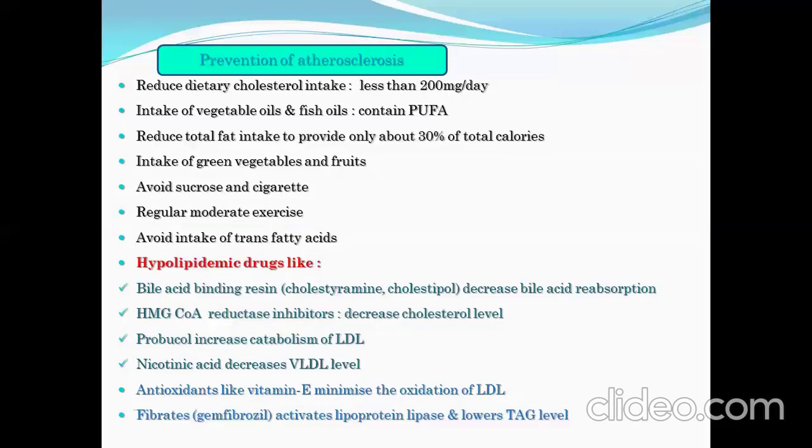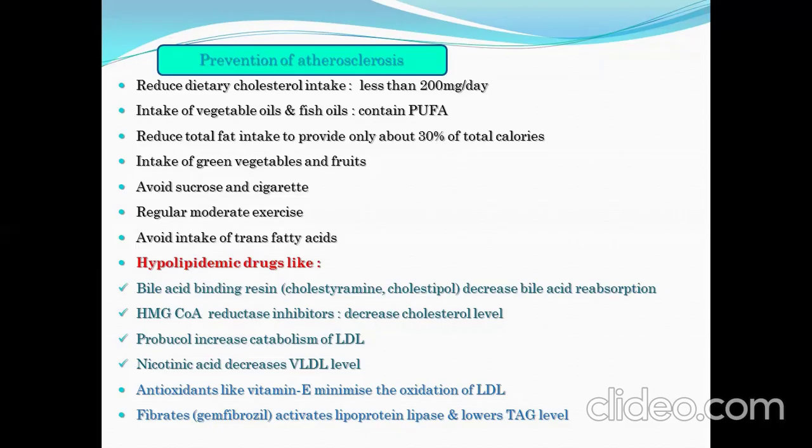A fiber-rich diet should be taken quite a lot, and lean protein like fish is good for health. And nowadays you are all aware of soya protein. Soya protein is also going to increase HDL. And exercise and cycling will increase your good cholesterol, HDL, and will decrease your LDL.